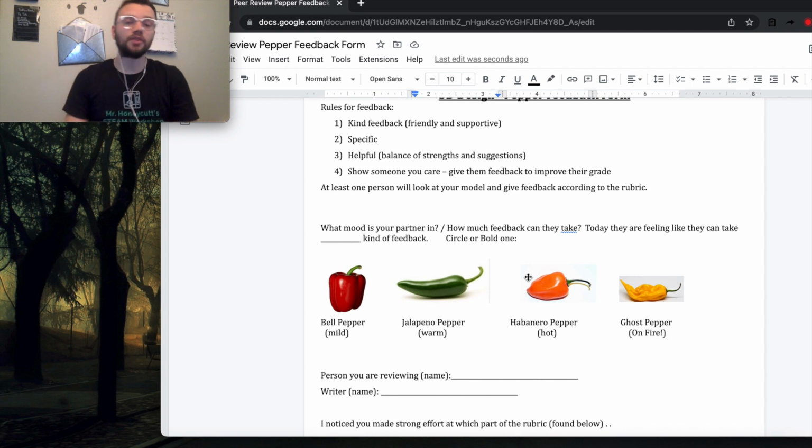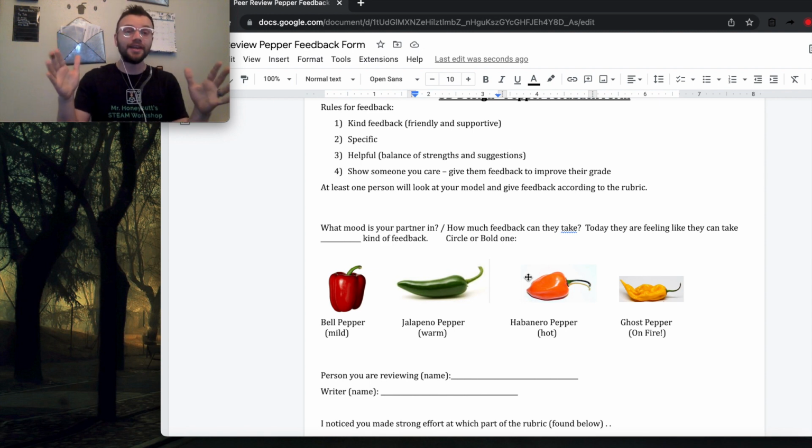Something to keep in mind is that, and I don't know why this is an issue, but it's an issue every time I do this, you can't force someone to click ghost pepper. You can't force someone to select ghost pepper. And as a writer, normally I am all about ghost pepper feedback. Normally I want people to be as direct as possible. But there are days where I am just not in the mood for ghost pepper feedback. And honestly, this week that happened to me.